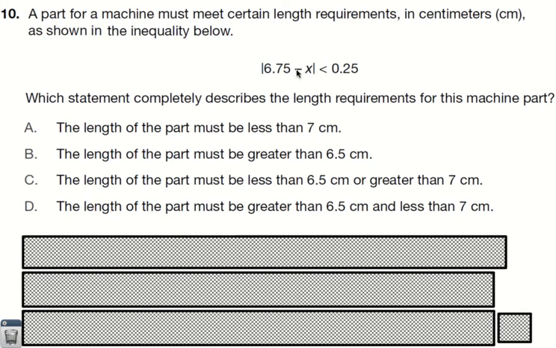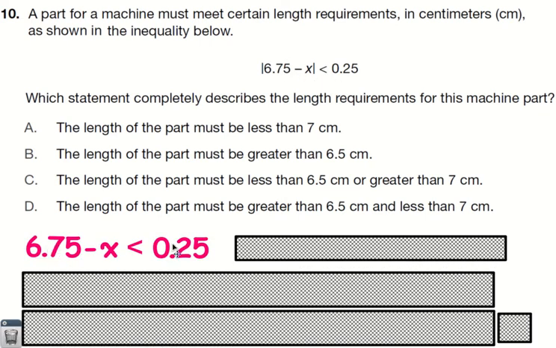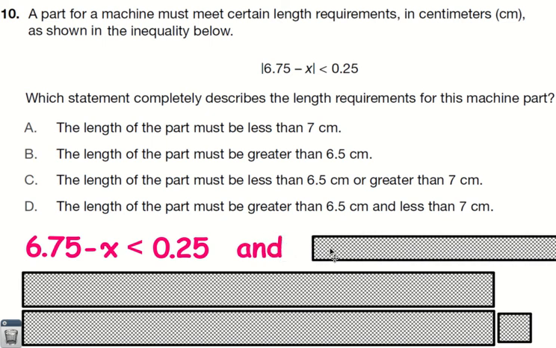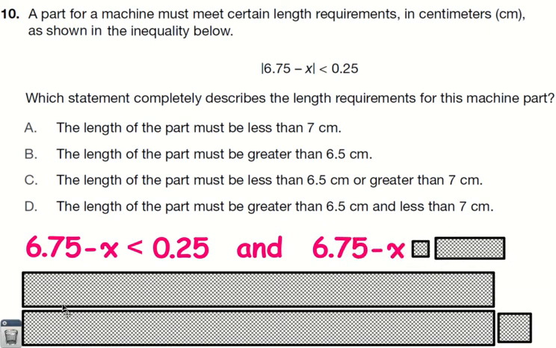Well, I hope you at least sort of remember that you can split this up into two cases. The first case, 6.75 minus x is less than 0.25. And what's the other case? 6.75 minus x is greater than what? Negative 0.25. So in the second case, we've flipped the symbol and we've made this 0.25 negative 0.25.